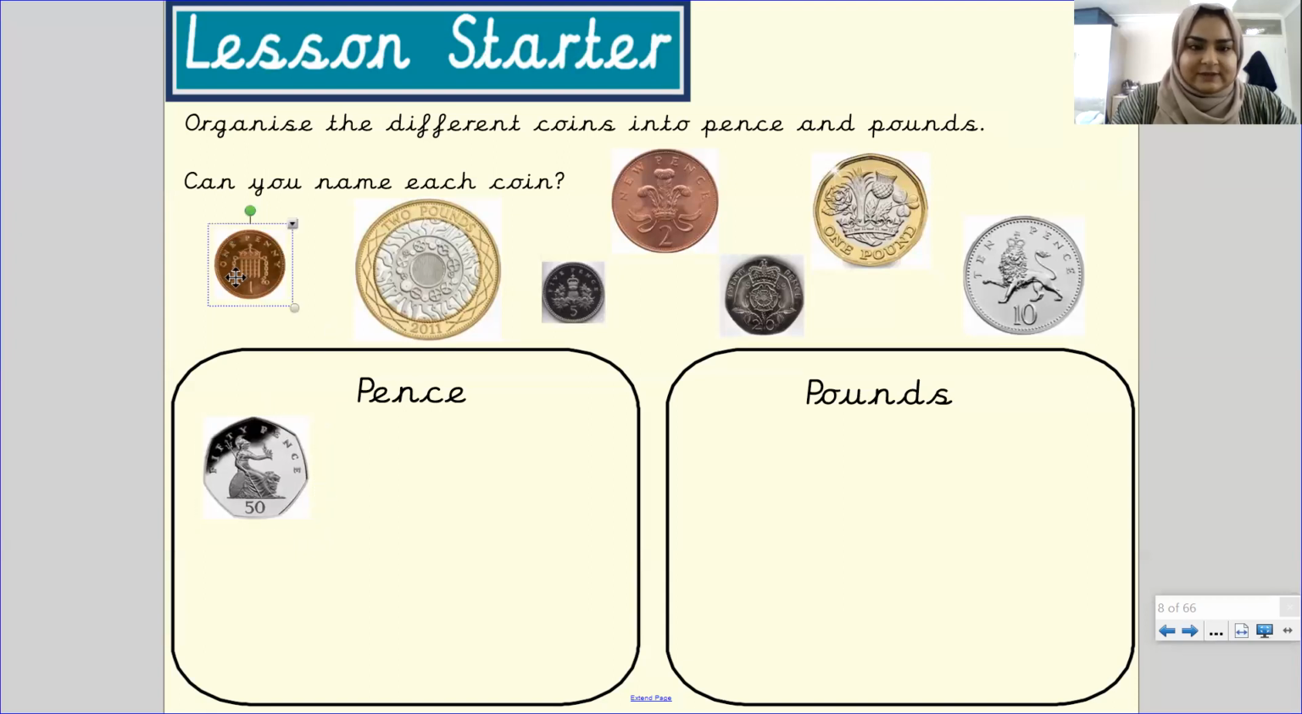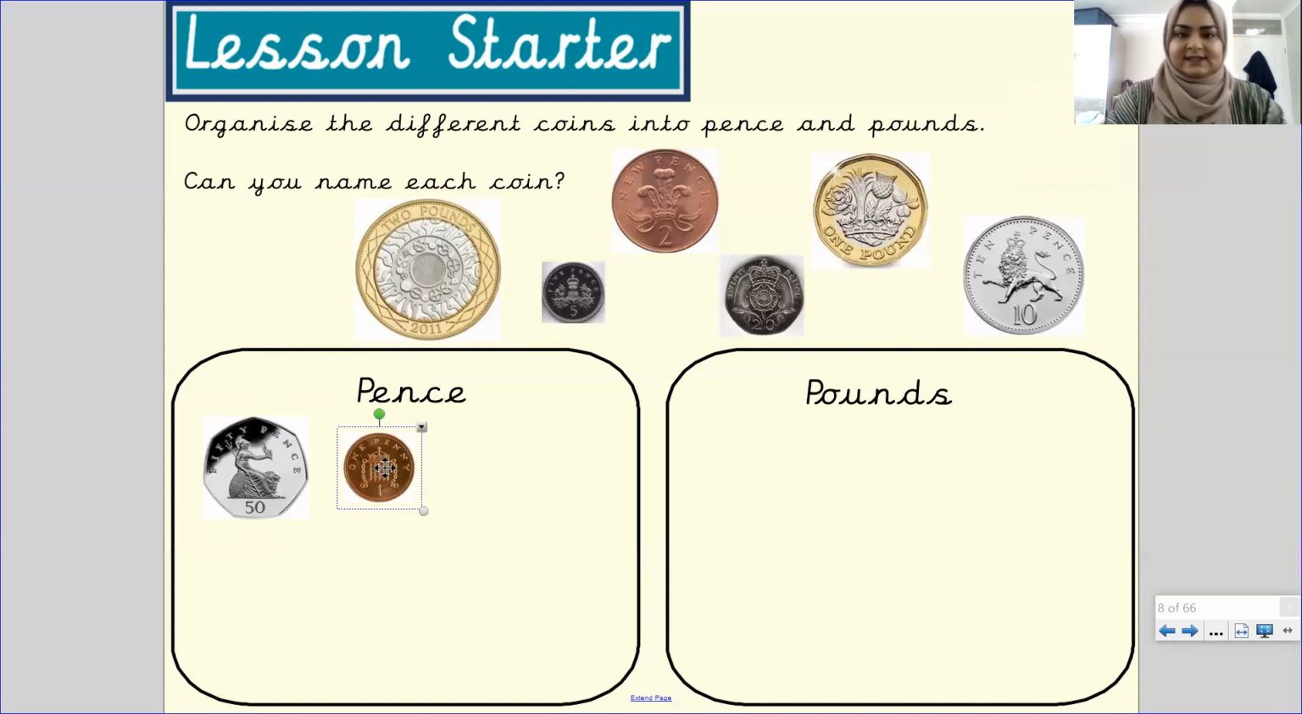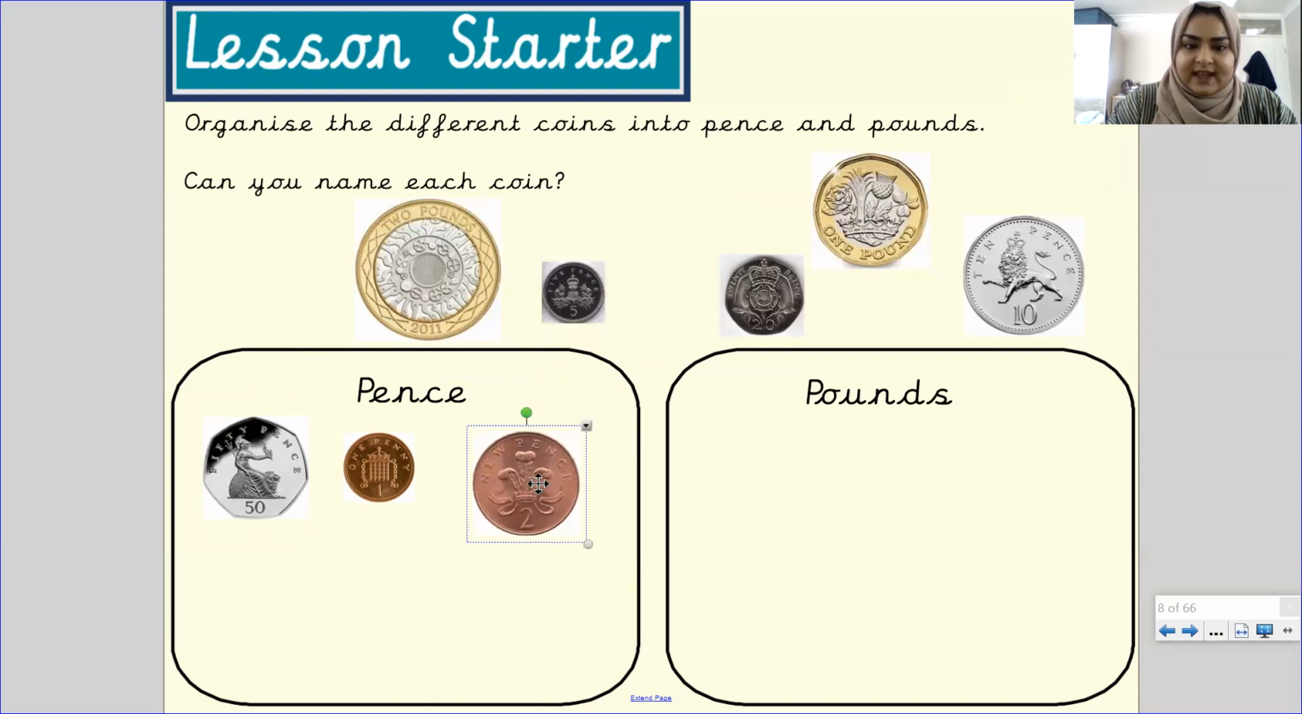What about this? What does it say? 1 penny. So penny is pence, and that goes here. And what is it, silver or copper? Copper, fantastic. Now, let's look at this. What coin is this? Fantastic, it's a 2 pence coin, which means it goes here, and it's copper. How about this?